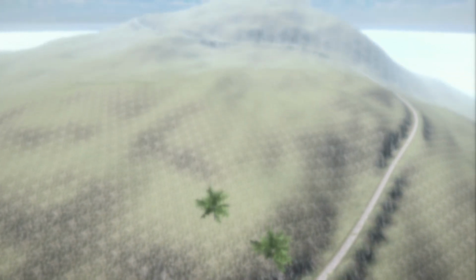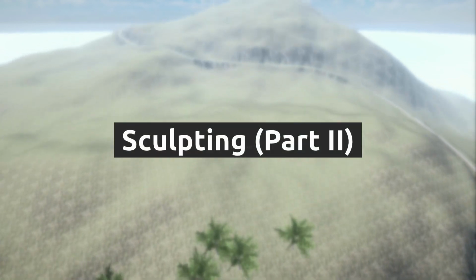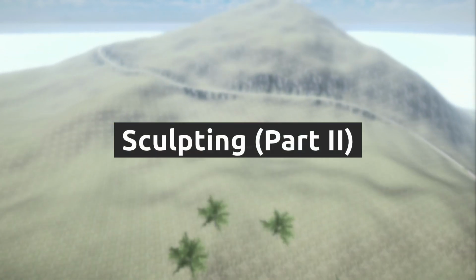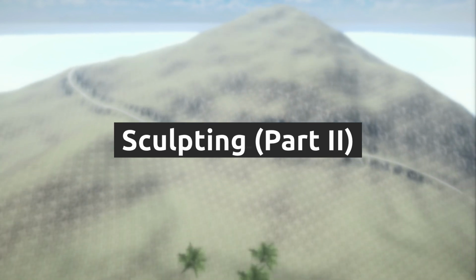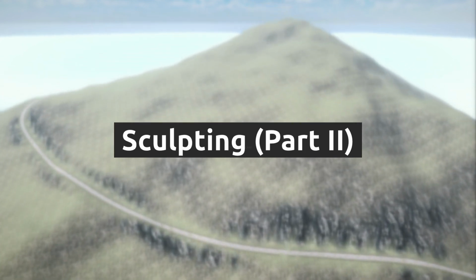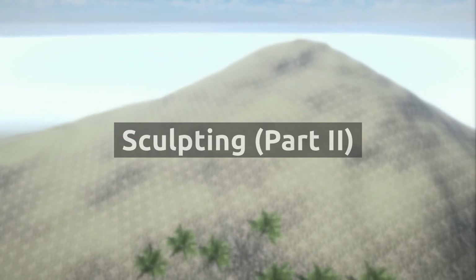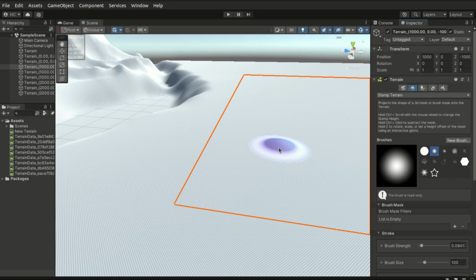In this video, we are going to look at the remaining sculpting features provided in the Unity Terrain Editor, as well as the Terrain Tools package that we've installed earlier. Let's begin. The Stamp Terrain feature allows us to add a shape onto the terrain mesh in just one single click. If we want to add a star, we can use the Stamp Terrain feature.